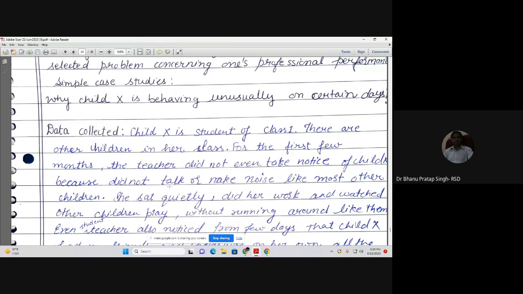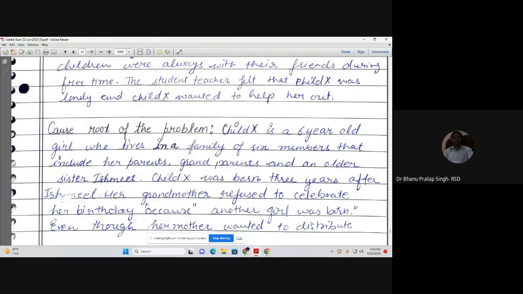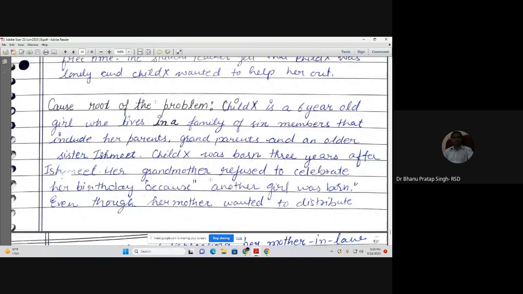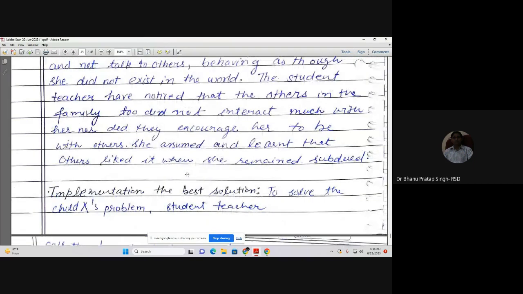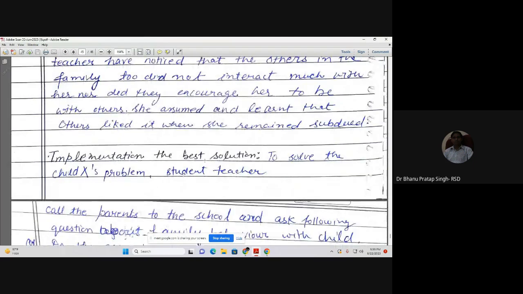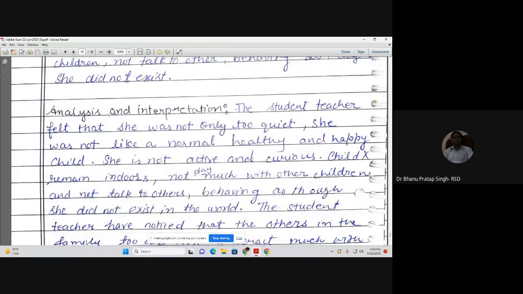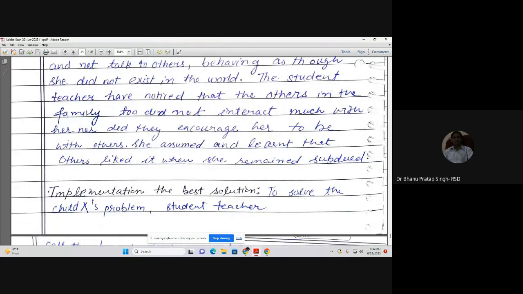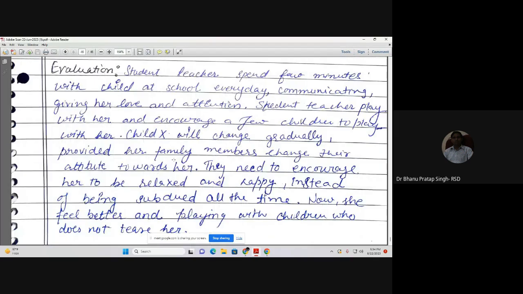So data is collected by the student teacher, and the root cause is to be identified. Then analysis and interpretation, and implementation of the best solution, because this analysis and interpretation may give a set of remedial solutions. But as a teacher, we have to take the best solution for implementation. Then the evaluation part is there.